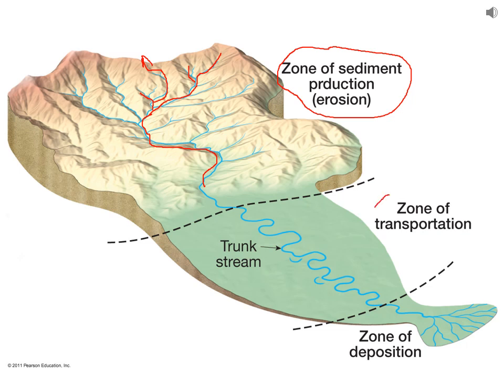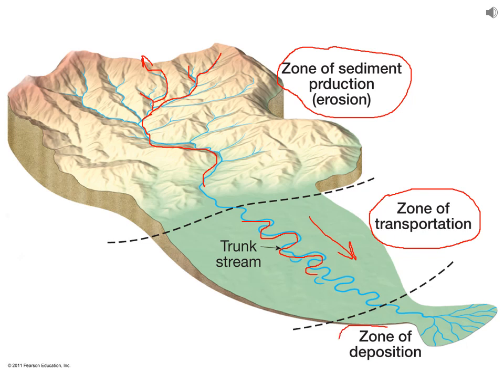If we go down to the second zone, we have a zone of transportation. Here we're not generating a lot of new sediment, and we're not depositing sediment, we're just sort of moving it along. Sediment gets deposited in some places and eroded in others, but there's no net gain or loss of sediment. This is where we usually have a meandering stream. We see these winding meanders in the stream, and this is where we have a well-developed floodplain. It's still got a gradient, it's still got a slope. It's not as steep as the slope in the headwaters, but it's got a lot more water in the channel, and it's got a less steep gradient.